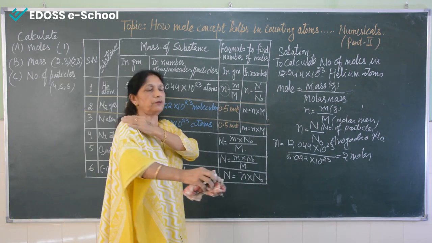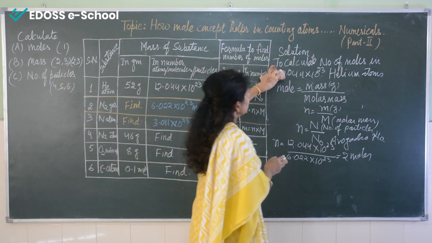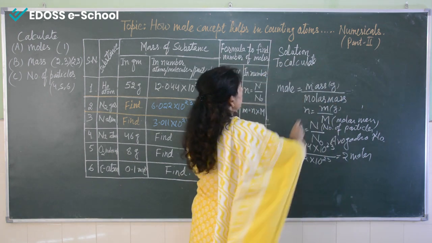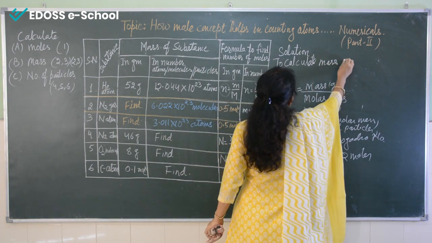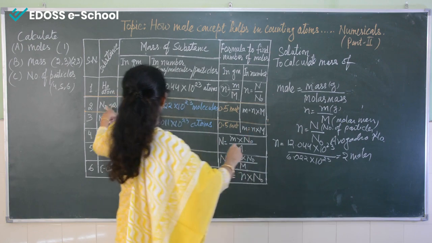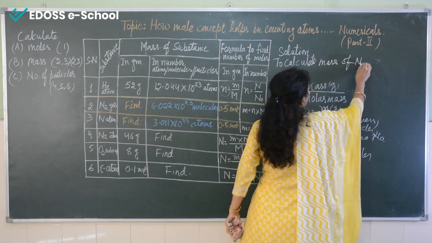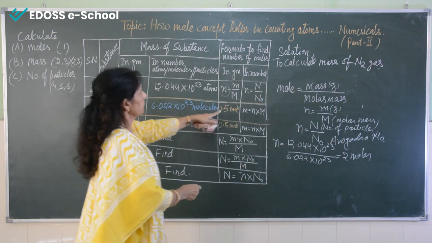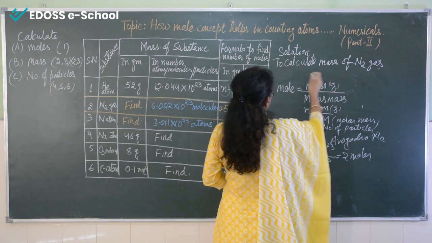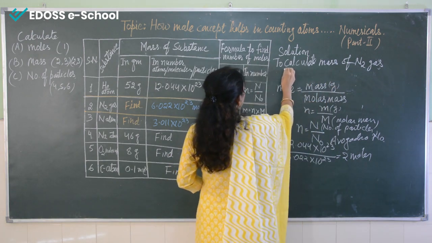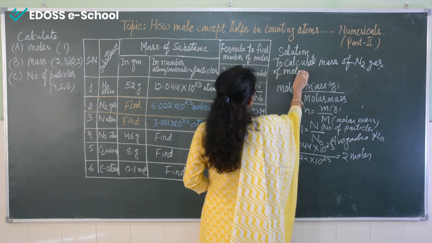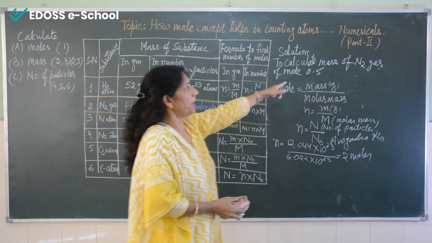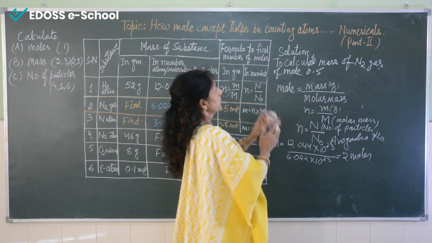So same type of question. How we will do? Here the question can be like this: calculate the mass of nitrogen gas. To calculate mass of nitrogen gas, and the mole is 0.5 mole. Okay, we have to calculate the mass of 0.5 mole nitrogen gas. We can say it like this also.